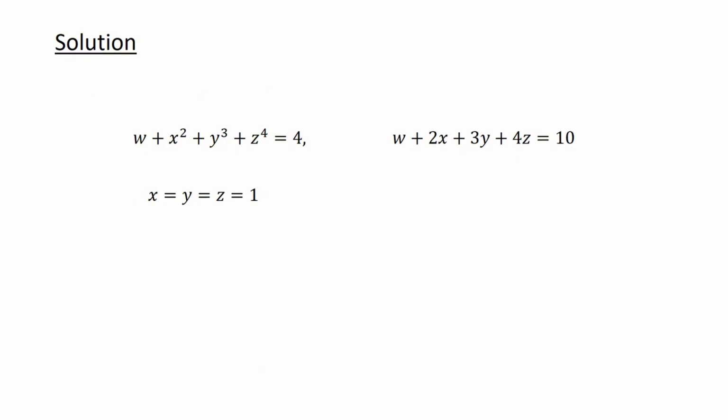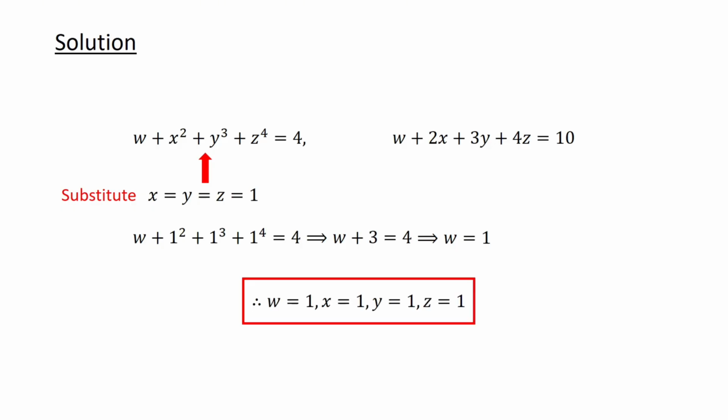Recalling our original equations, and substituting x = 1, y = 1, z = 1 into the equation w + x² + y³ + z⁴ = 4, we obtain w + 1² + 1³ + 1⁴ = 4. Solving for w gives us w = 1. Therefore, the solution to our original equations is w = 1, x = 1, y = 1, and z = 1.